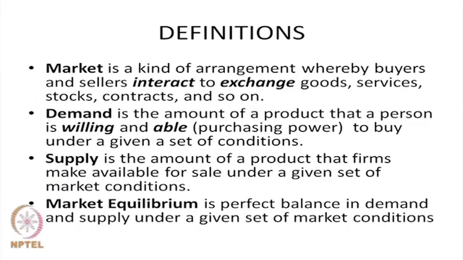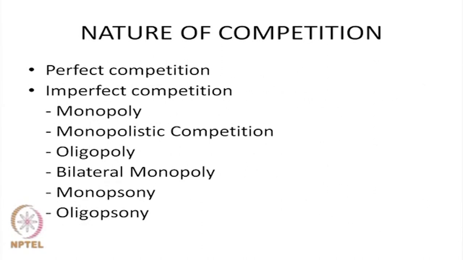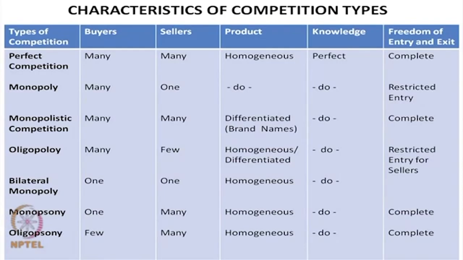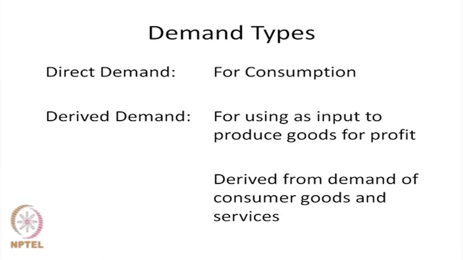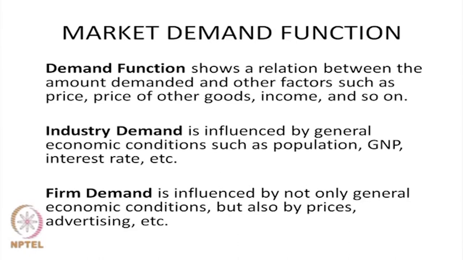Here we first gave certain definitions of market, demand, supply and market equilibrium. Then we said that there can be different types of competition, perfect competition and imperfect competition. Most of our discussion will be assuming that perfect competition exists in the market, and then we gave different characteristics of the different types of competition. We talked about demand as being direct demand for consumption or derived demand. Then we talked about demand function. There we said that demand is a relationship between the quantity demanded in the market and such other factors like price, price of other goods, income, so on and so forth.